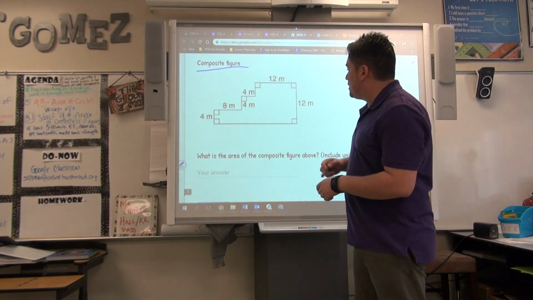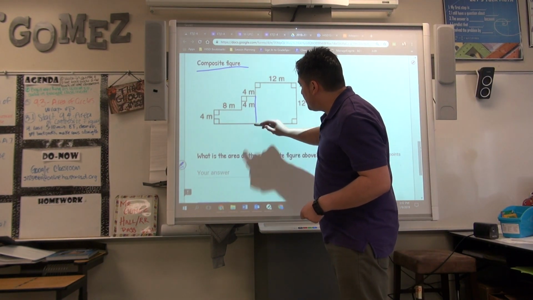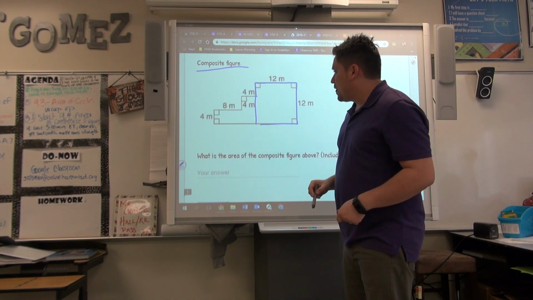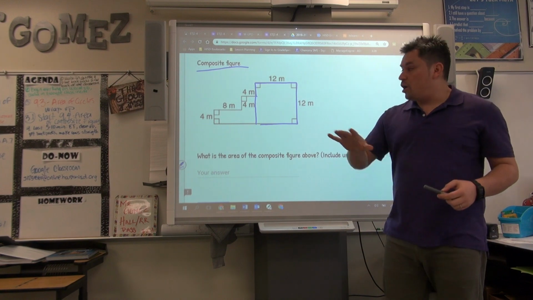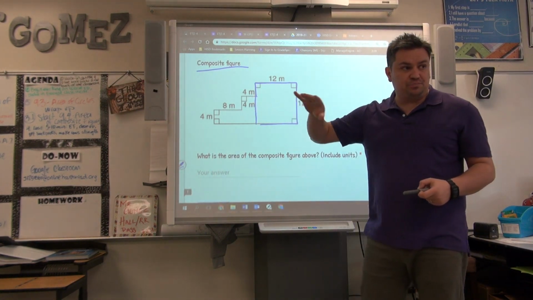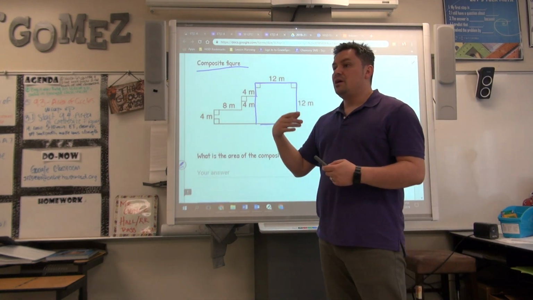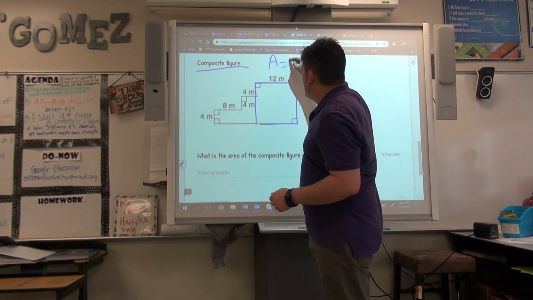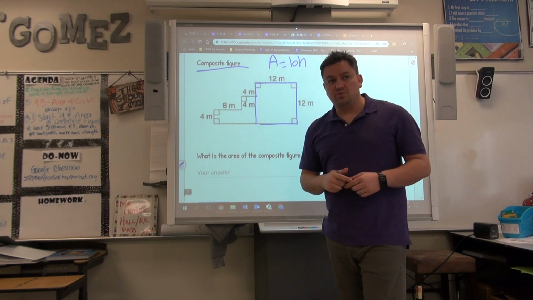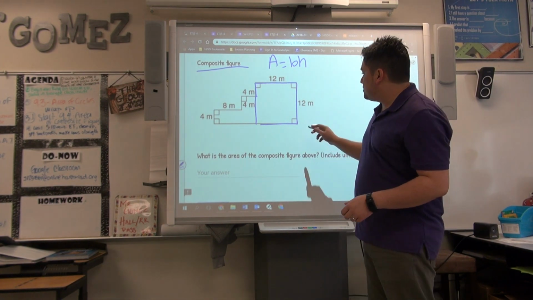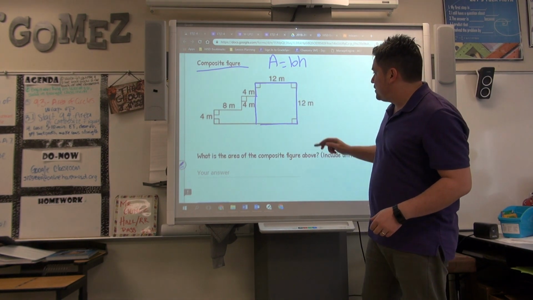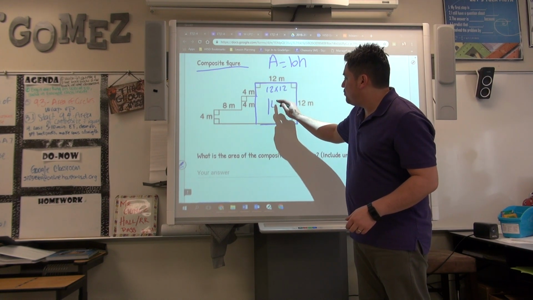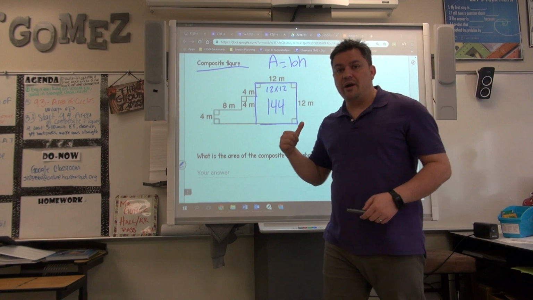So in this case, I can clearly see that I have a big square right here. Whenever I split them up, all of them are going to be either rectangles or squares, and the area for that is going to be base times height, or length times width. So in this case, it's a 12 by 12, which is 12 times 12, which is 144. That's the area for that big one.